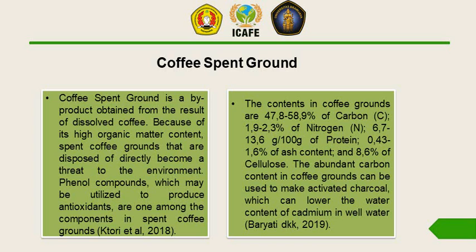Coffee spent ground is a byproduct obtained from the result of brewed coffee. Because of its high organic matter content, spent coffee ground that is disposed of directly becomes a threat to the environment. Phenol compounds, which may be utilized to produce antioxidants, are one among the components in spent coffee ground (Story et al., 2018). The content in coffee ground are carbon, nitrogen, protein, and cellulose. The active carbon content in coffee ground can be used to make active charcoal, which can lower the cadmium content of well water (Variety et al., 2019).